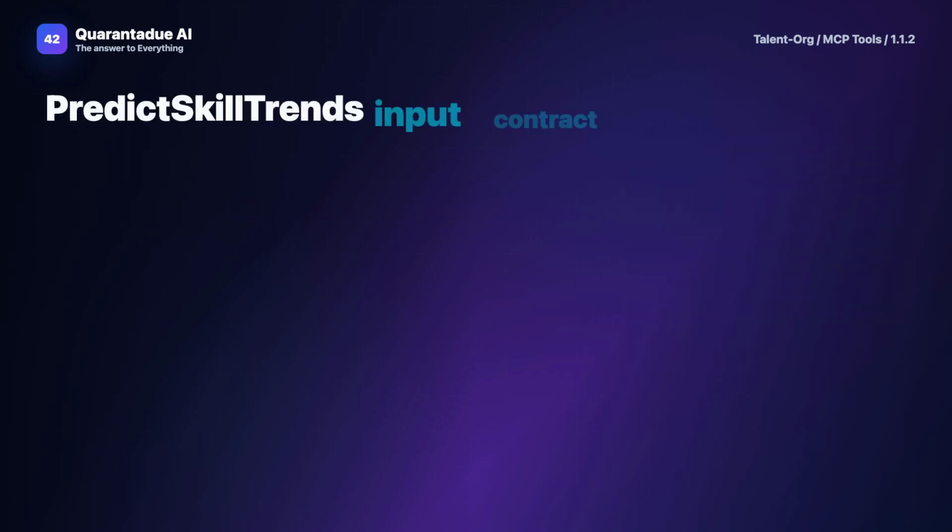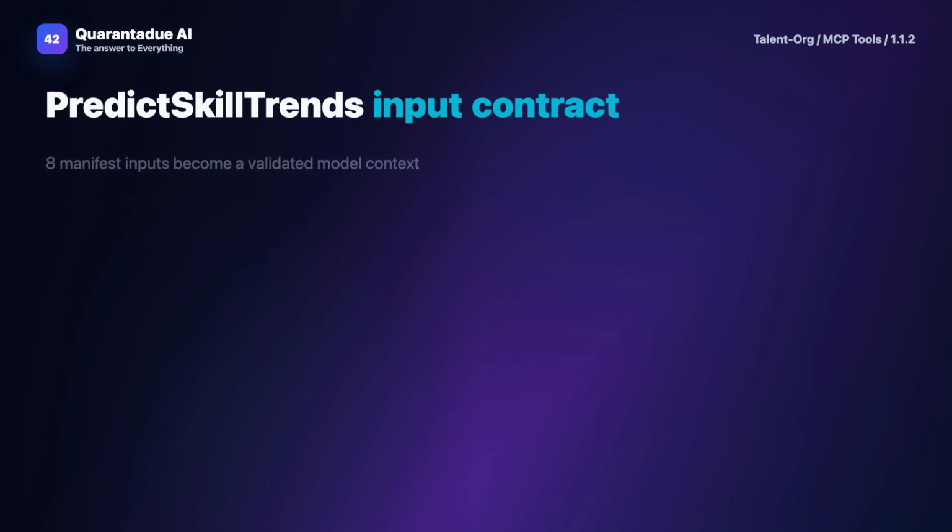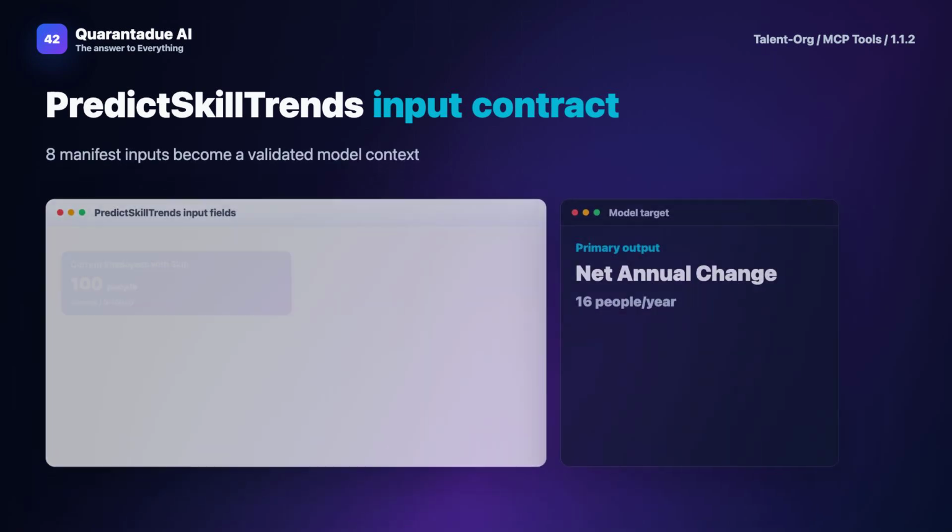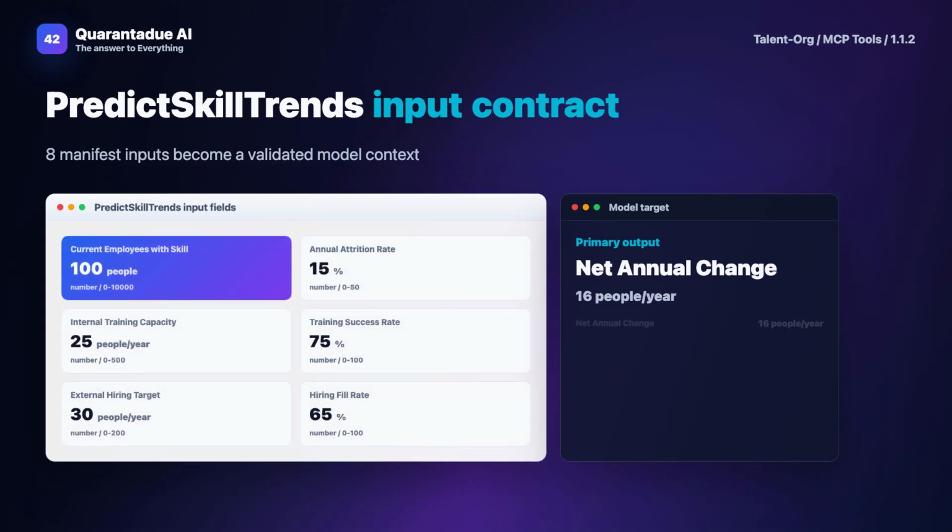Typical inputs include current employees with skill, annual attrition rate, internal training capacity, training success rate, and external hiring target. Keeping these fields explicit reduces ambiguity and makes every run easier to audit. The workflow then applies: calculate the net annual change in skilled workforce by combining gains from successful internal training and external hiring, then subtracting losses from annual attrition.